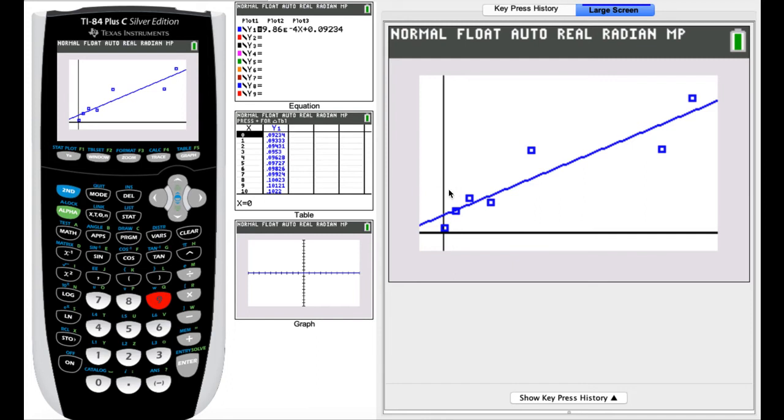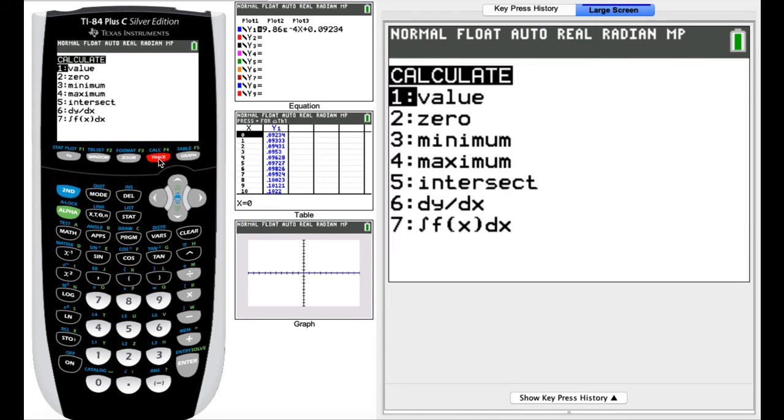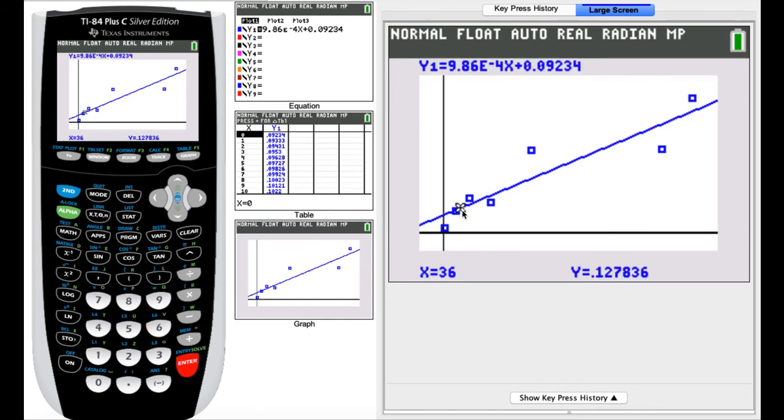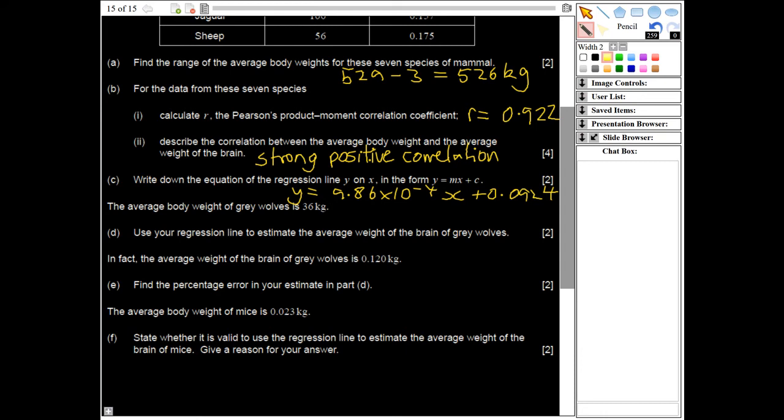So I need to find the value of y when x is 36. The easiest way to do that, because I already have the equation in my calculator to make this regression line, is to press second and calc, and then I want the value when x is 36. So I press enter for value, and then I type in 36. And it will tell me, there it is, it's drawn the point on the line. So x is 36, y should be 0.128. So that means that the weight of the grey wolf brain should be 0.128 kilograms.